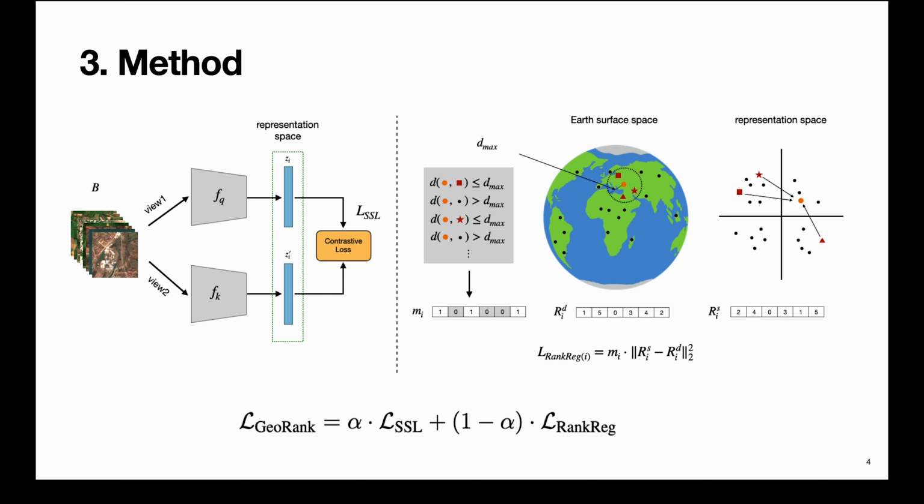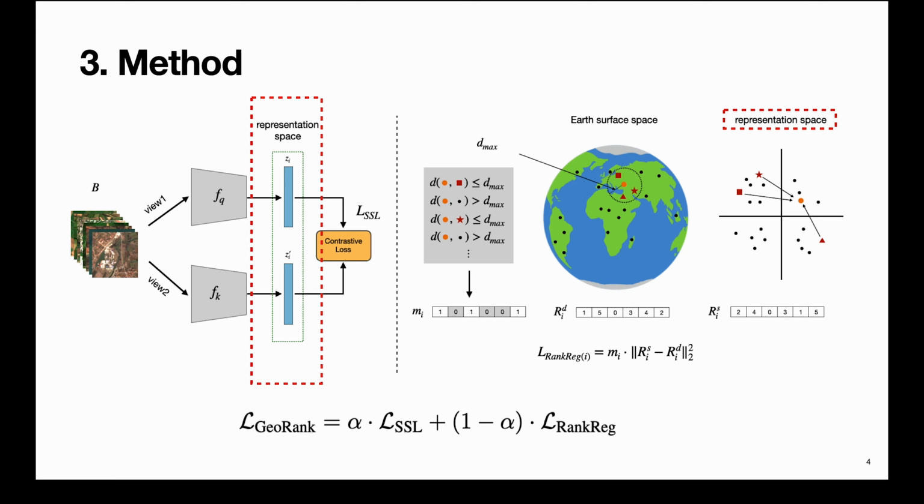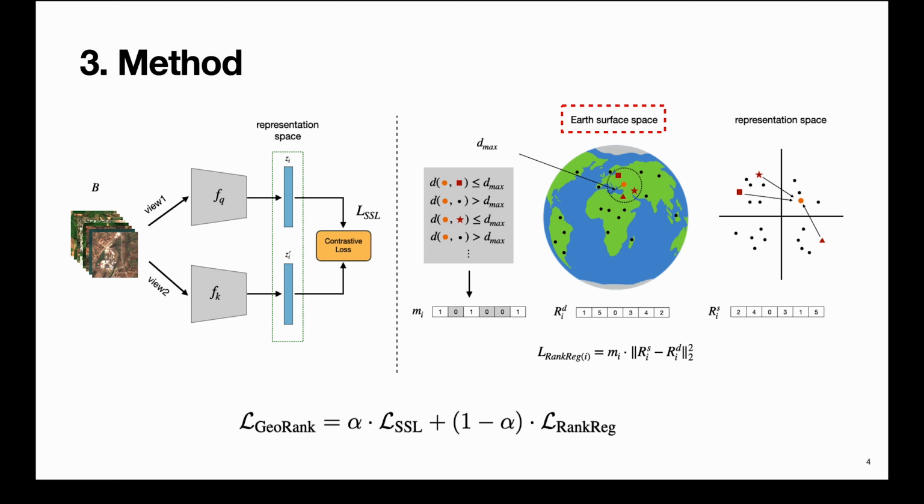To overcome these limitations, we propose GeoRank. GeoRank is compatible with any contrastive SSL backbone, such as MoCo, BYOL, or DINO, and operates directly on the learned representation space as an additional regularization term. To integrate geographical information, we use spherical distances from GPS locations using the haversine distance. This guarantees that the geographical information is aligned with the true geometry of the Earth.